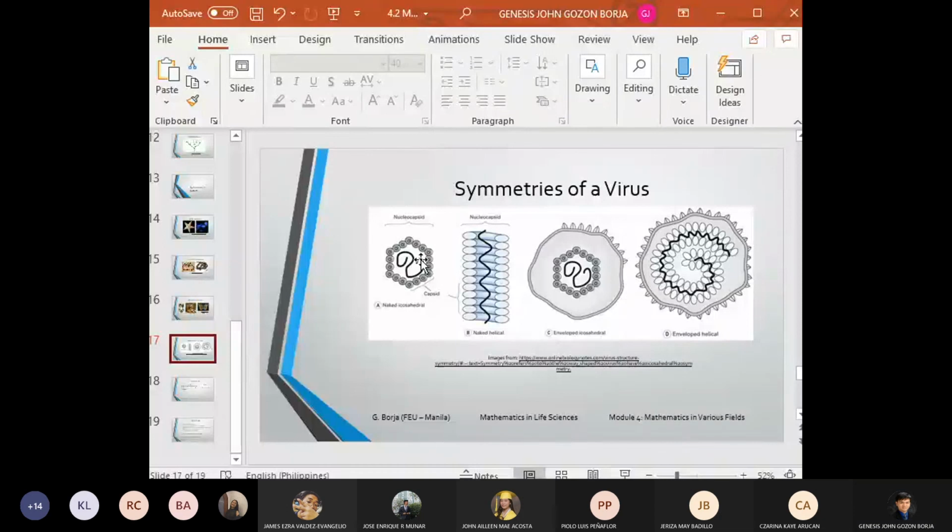And we are using this structure to know the type and how we are going to conquer and fight these viruses. Okay? So, if there are no questions, that's the end of our discussion.